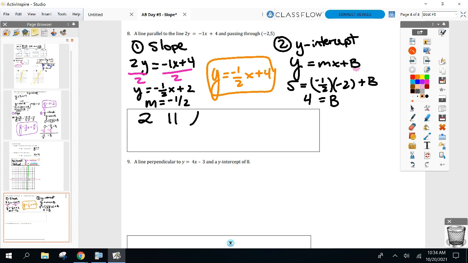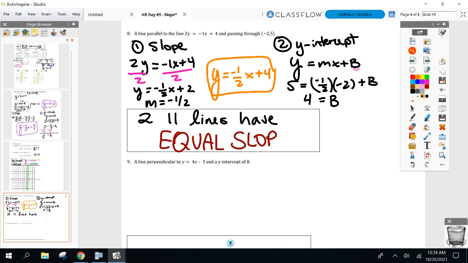Two parallel lines have... Romeo, one last time, what type of slopes? Equal slopes. Yep. So if you guys are missing the slope, but you know they're parallel, find the slope of one and it's the same for the other.